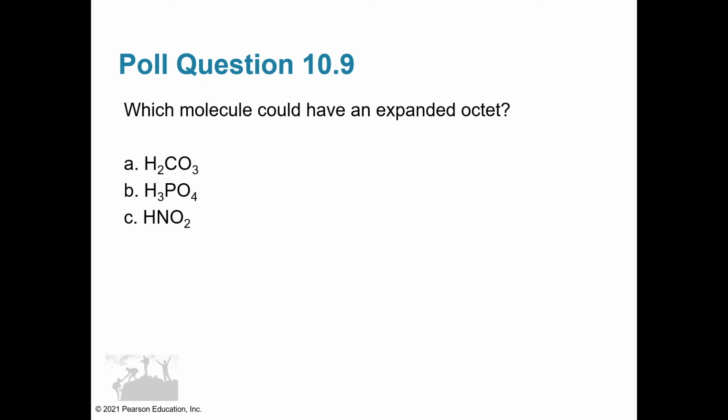Which of these molecules would have an expanded octet? Pause the video to figure it out, and when you're ready for the answer, click play. The answer is letter B. Out of all of these central atoms in this set, phosphorus is the only one found in the 3rd row of the periodic table. Carbon and nitrogen are found in the 2nd row, so they cannot have expanded octets.